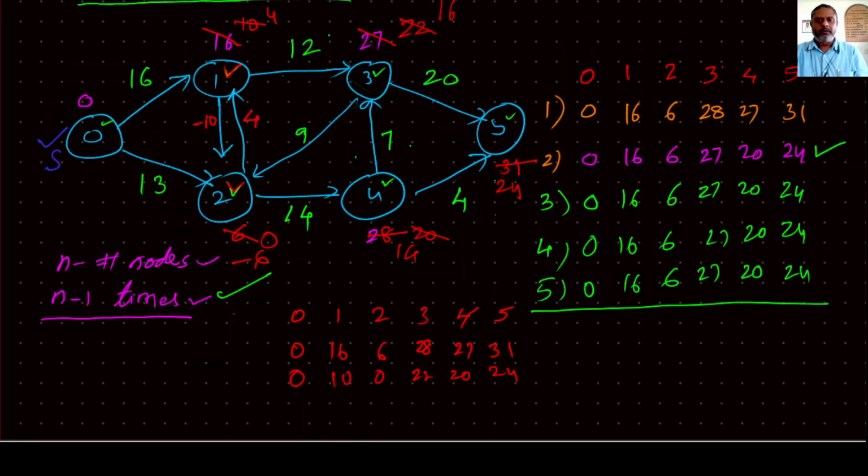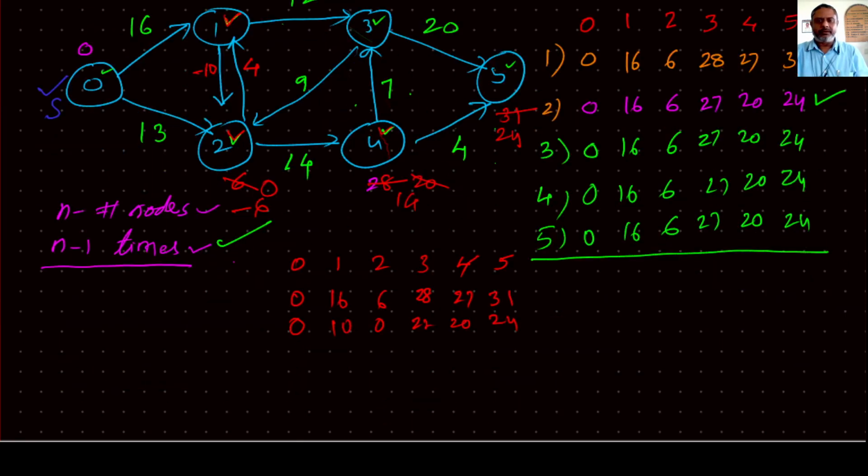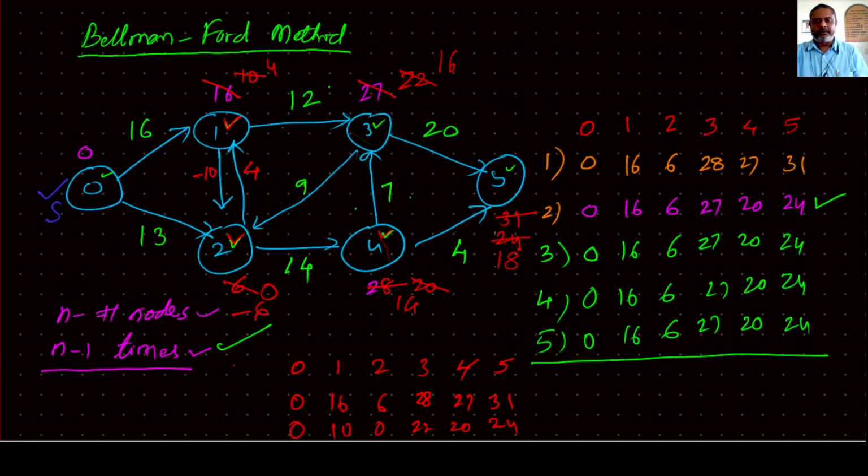Done. Then 14, 16, 24. So 14 gets the choice. 14 plus 7 is 21, but we have already 16, so nothing to worry. 14 plus 4 is 18, so a better choice. Then next, 16 and 18.